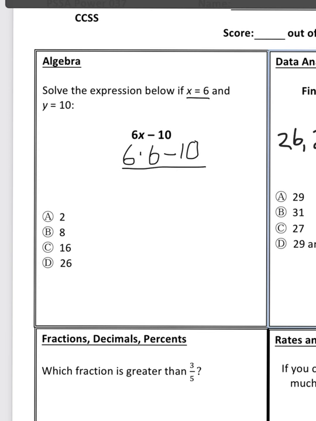Now if you follow PEMDAS, you know you have to multiply first. 6 times 6 is 36. 36 minus 10 is 26. So if you had D, give yourself a C.